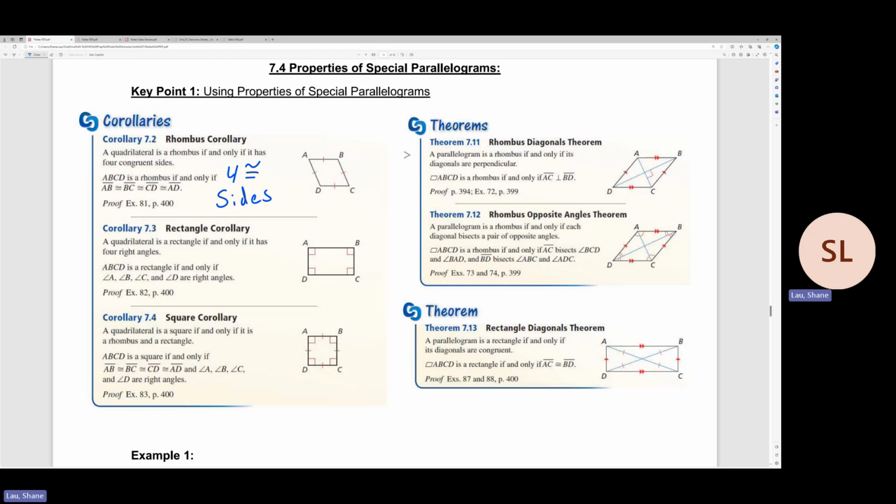Then we have the rectangle corollary. This is going to be pretty easy. 4 90-degree angles. Or if you want to shorthand it, you can also say 4 right angles like this. That little L with the box is the shorthand for right angles. So if you want to do that, that's perfectly fine. And what we'll find is that square is a combination of both of them. So we have 4 congruent sides and 4 90-degree angles. That's pretty easy.